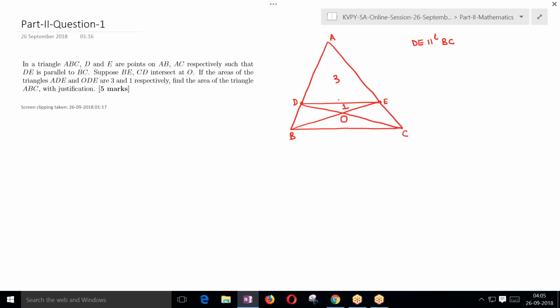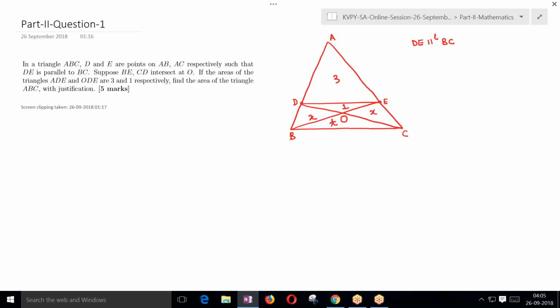So let us assume a few things. Let's assume the area of OBD is x, then the area of OEC should also be x. Obviously, because these two triangles are equal in area, so let's assume this as x. And let's take the area of the triangle BOC to be T, for example.